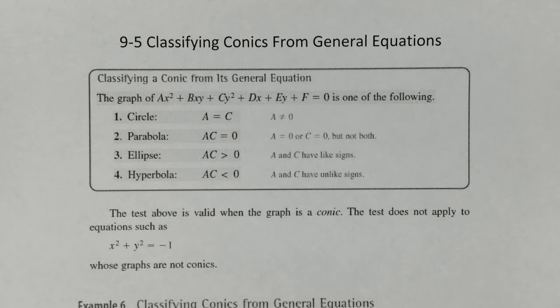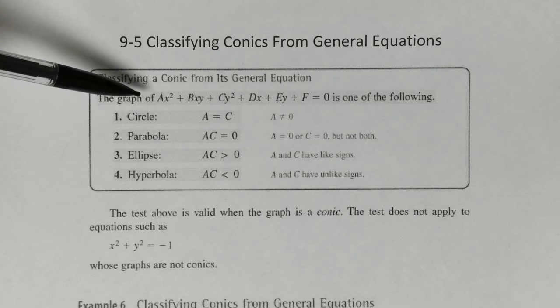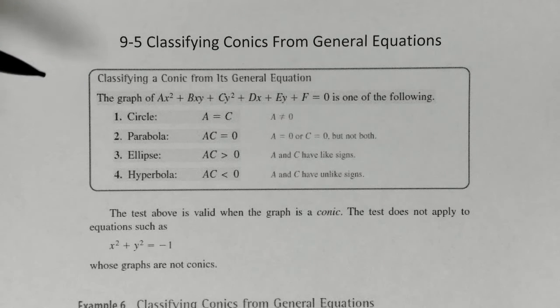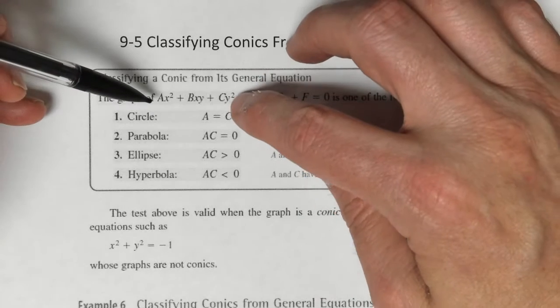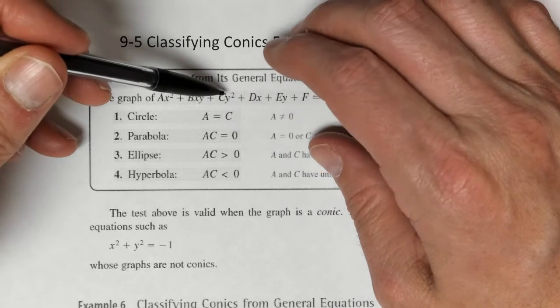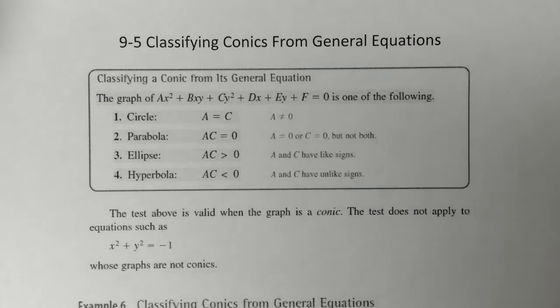In 9.5 we're continuing with our unit on conics, and so the topic for this particular section is we're going to classify the conics from the general equations. If you have the equation in general form, then just by looking at the equation you can tell what type of conic you have. More specifically, if you analyze the values of A and C, where A is the coefficient of the x squared term and C is the coefficient of the y squared term, we can determine what type of conic we have.